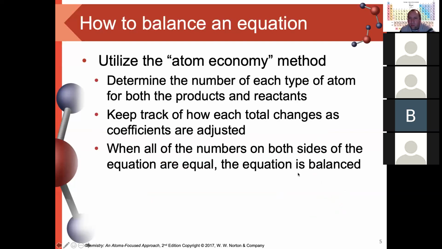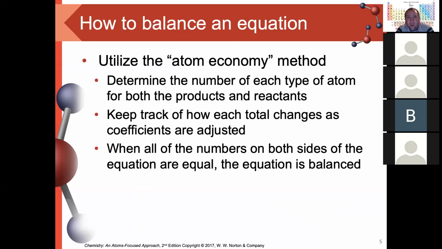Now, if you've been doing chemistry for a while and you already know how to balance equations, then this is probably going to be redundant for you. You probably have your own methods and your own ways of doing things. If this is something that you struggle with, what I would encourage you to use is something called the atom economy method. Now, the atom economy method is slow. It is deliberate. It makes sure that every single atom in the equation is accounted for.